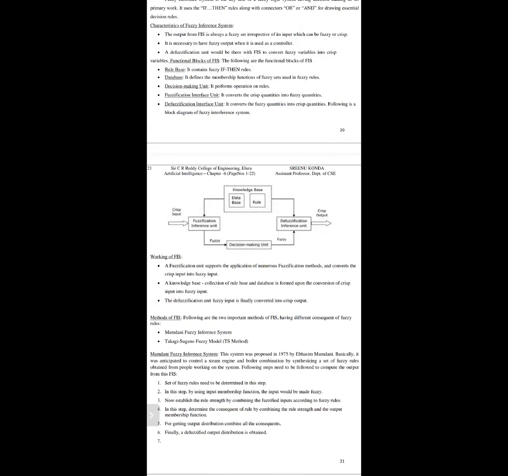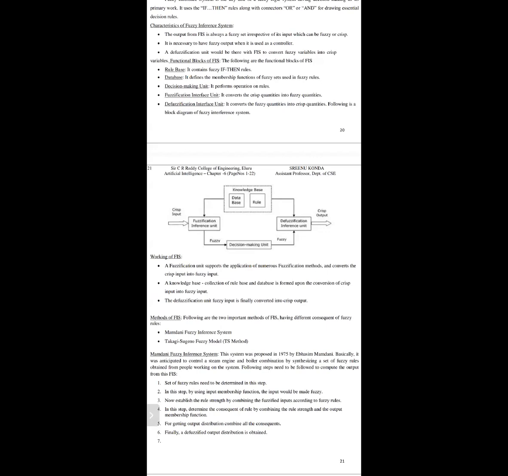So that will be performed by the decision making unit. Next one is the fuzzification interface unit. This fuzzification interface unit, FIU, converts the crisp quantities into fuzzy quantities. In order to convert the crisp quantity into fuzzy quantity, we use the fuzzification interface unit.